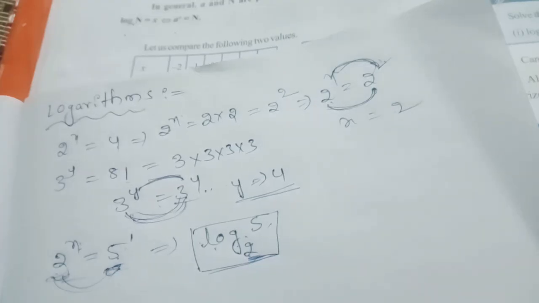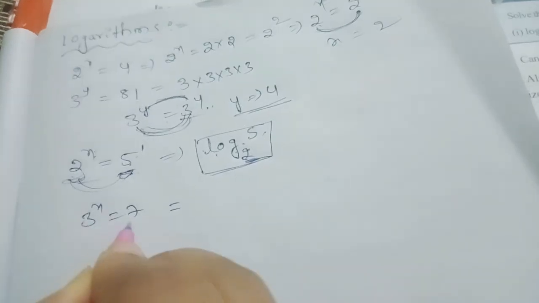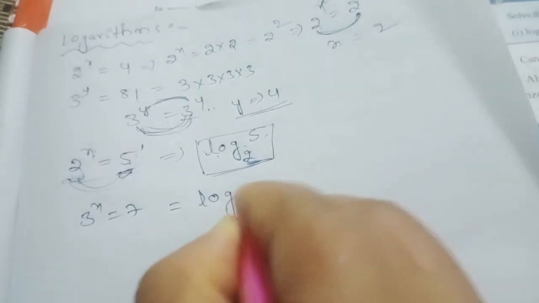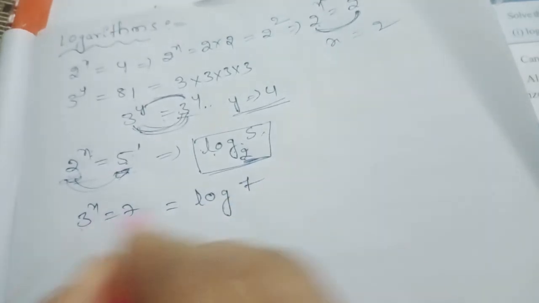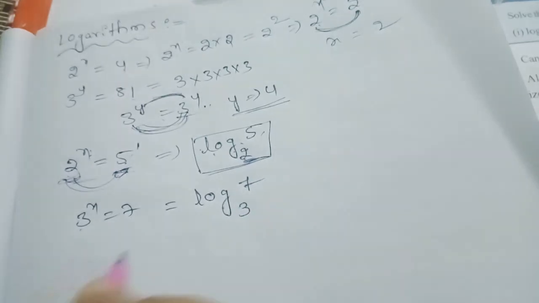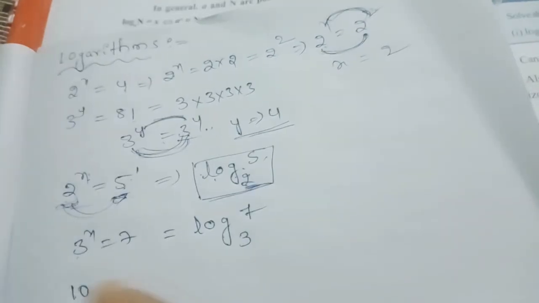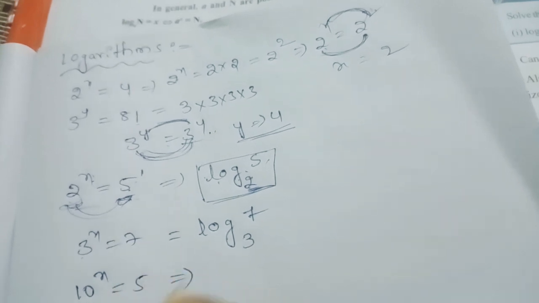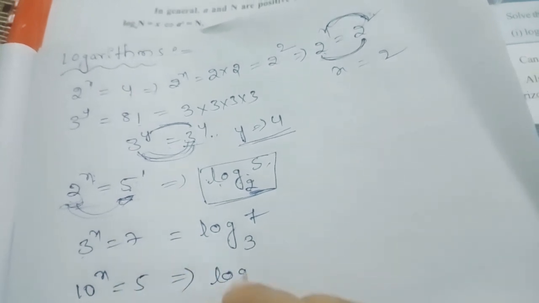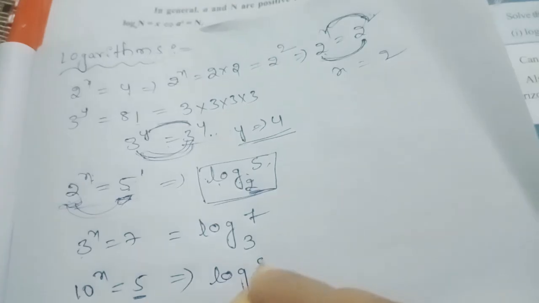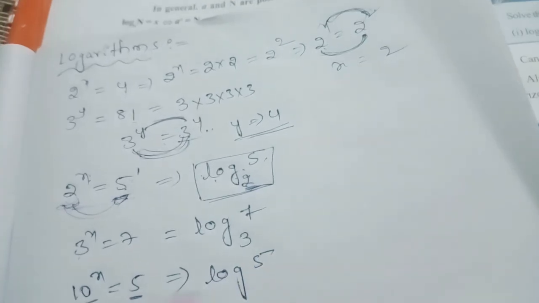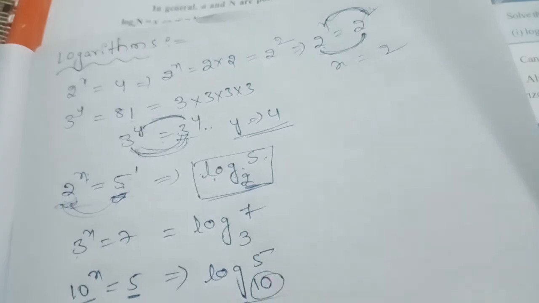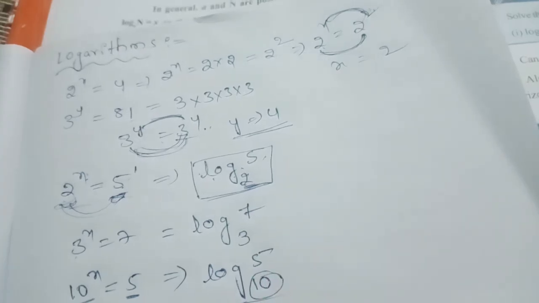Next, see another example. 3 power x is equal to 7. So how to write this? Log 7 to the base 3. Okay, understood? Next, another example, 10 power x is equal to 5. This one how to write? Log 5 to the base 10. Log base 10 is called common logarithm.